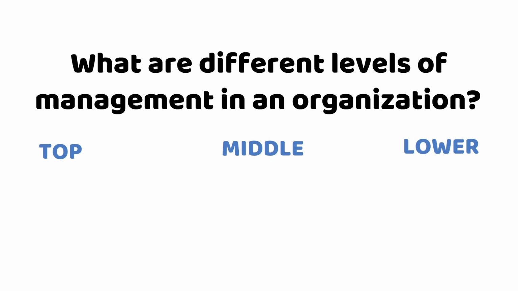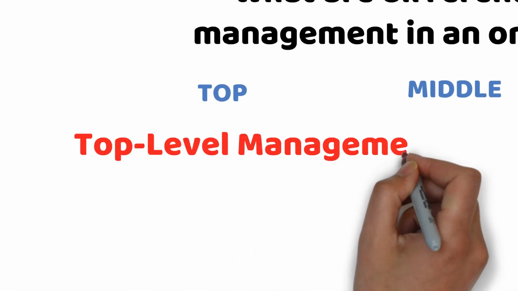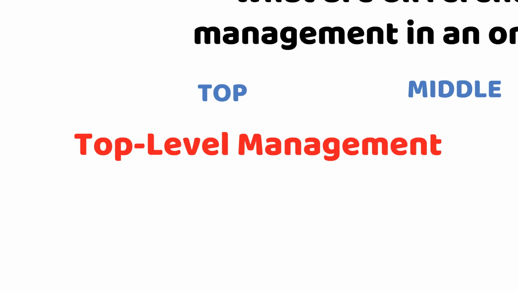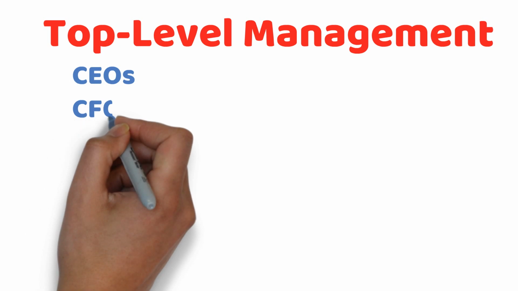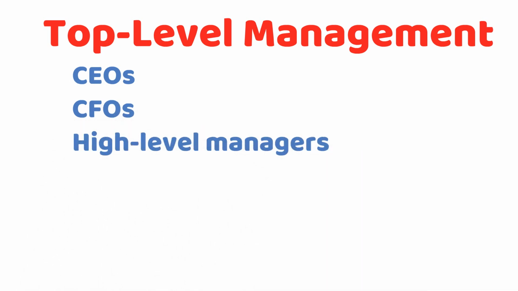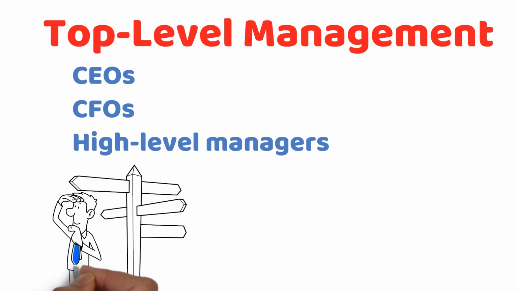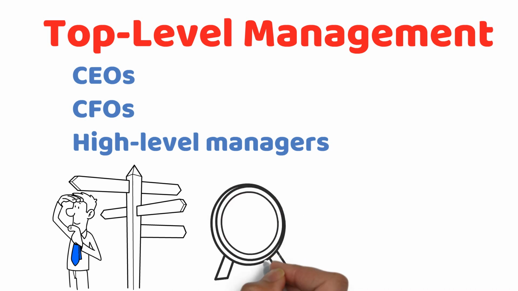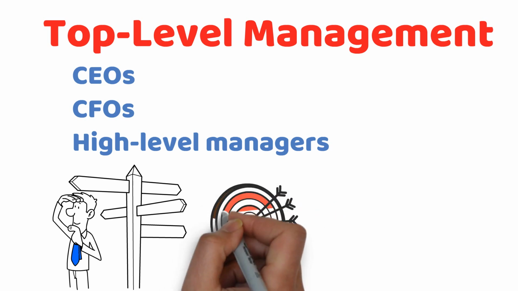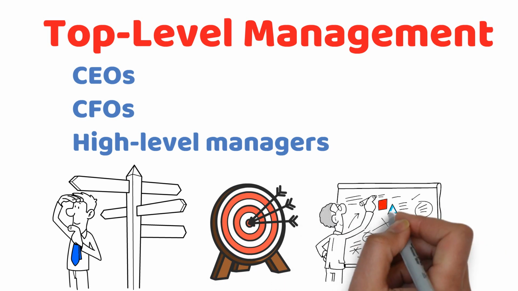Each level of management has different roles and responsibilities in the organization. First is top-level management. Top-level management comprises senior executives such as CEOs, CFOs, and other high-level managers responsible for making strategic decisions affecting the organization's overall direction. They are responsible for setting the organization's vision, mission, and goals, and developing strategies for achieving them.